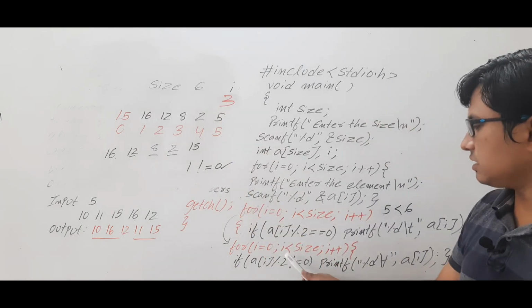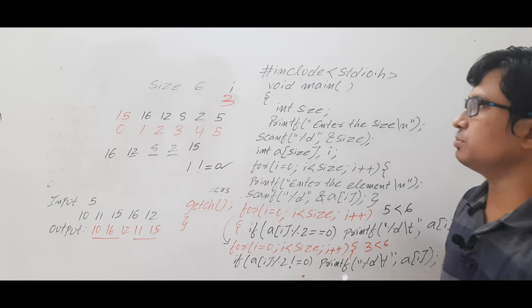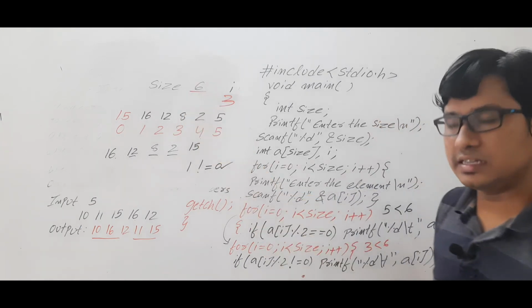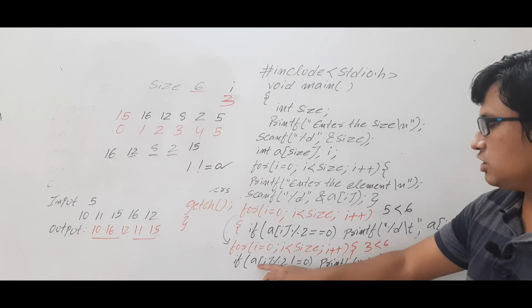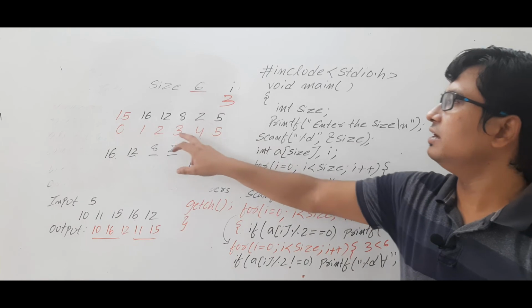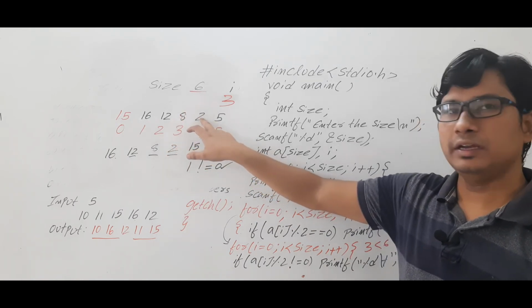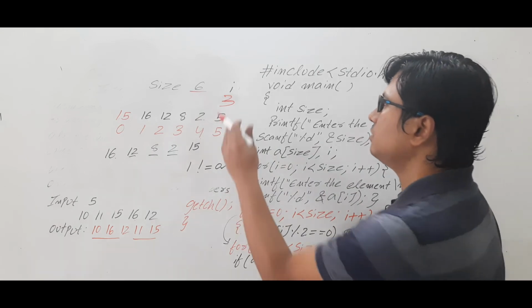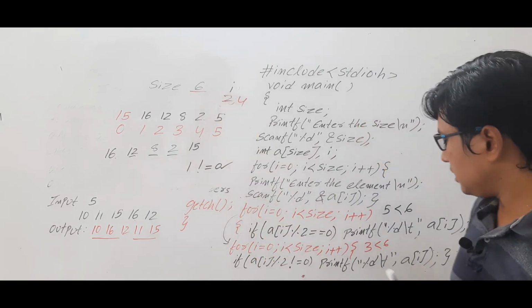3 is less than size. 3 is less than size, which is 6. This condition is true because we have declared the size as 6. If this condition is true, again we will execute this statement. A of I, A of 3. A of 3 is having 8, which is not an odd number. So you will increment the I value. I value will become 4. Are you able to understand?